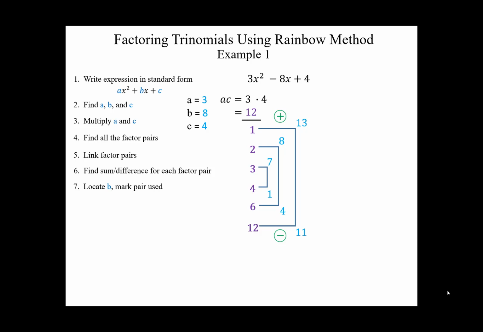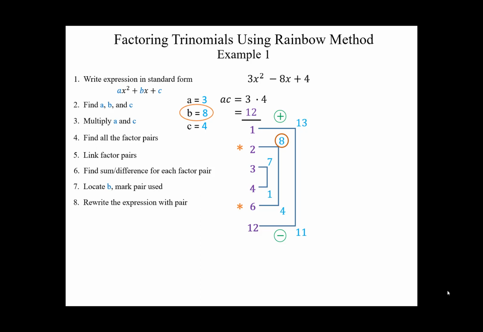Now we need to locate b and mark the pair that was used to form this. So in our list up here of a, b, and c, we see that b is an 8. On the corners there, we find there's an 8. And what did we use? We used a 2 and a 6 to form the 8.